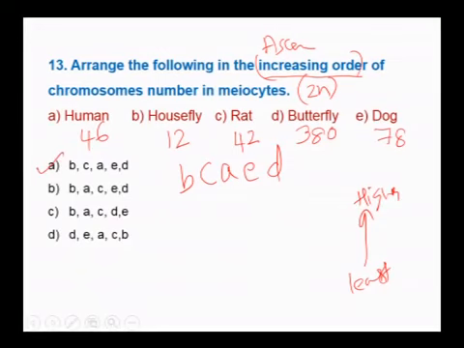Suppose the question is in descending order, then your answer should be D, E, A, C, B. D, E, A, C, B if the question is descending order. So for this question, the answer is A. We shall move on to the next question.